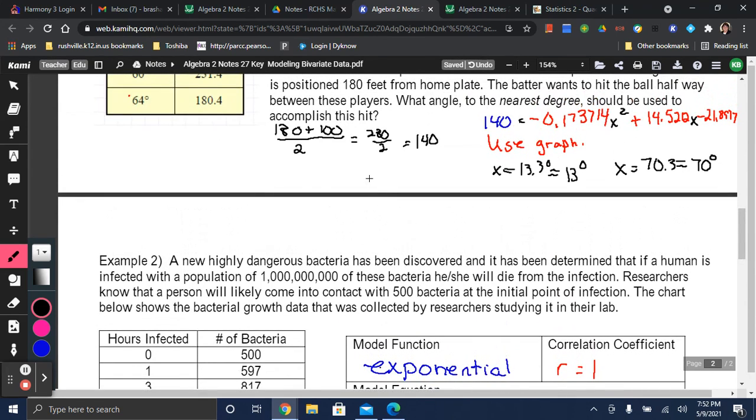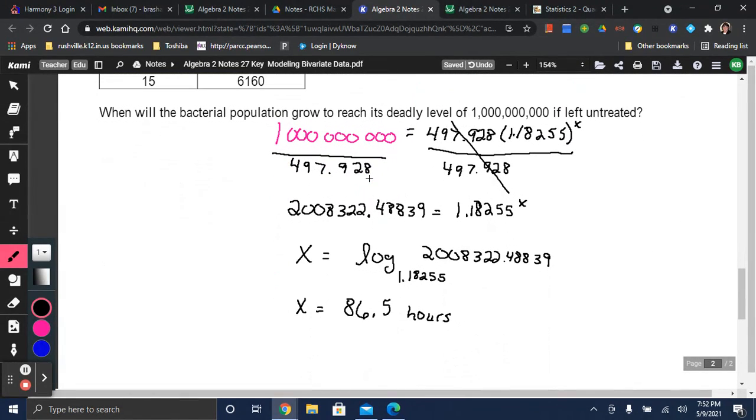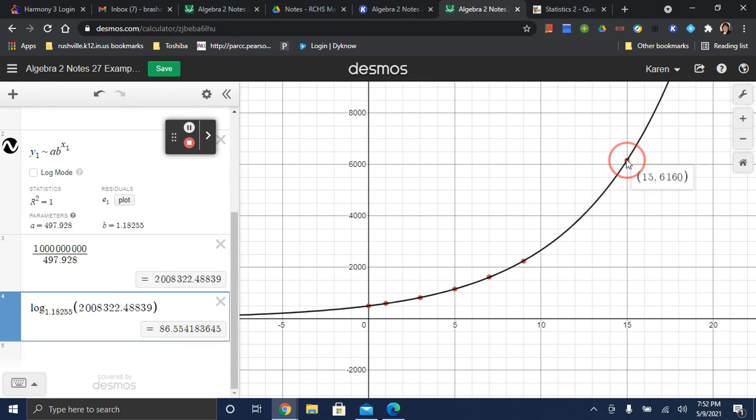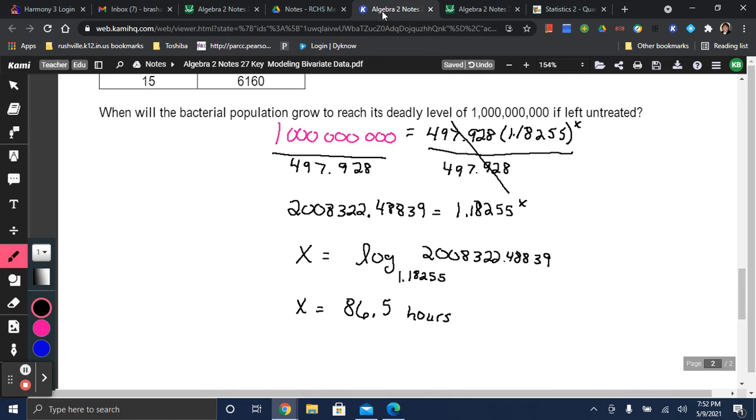So there's an example of how you might have to do your math. You actually could have found this, although it might not have been as easy because that is such a high number, because right here you're only at 6,160. So you'd really have to climb the graph to find that 1 billion number, which is why using the algebra on this was a little bit easier to find your 86.5 hours.